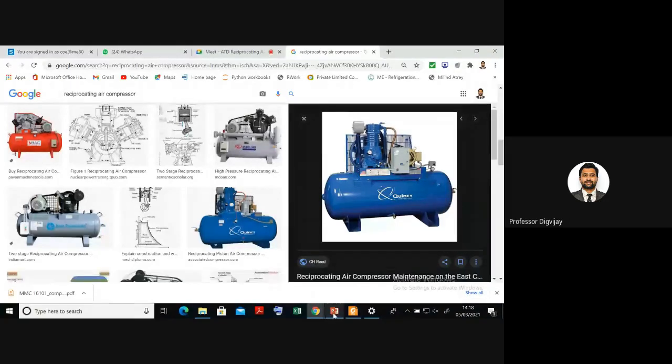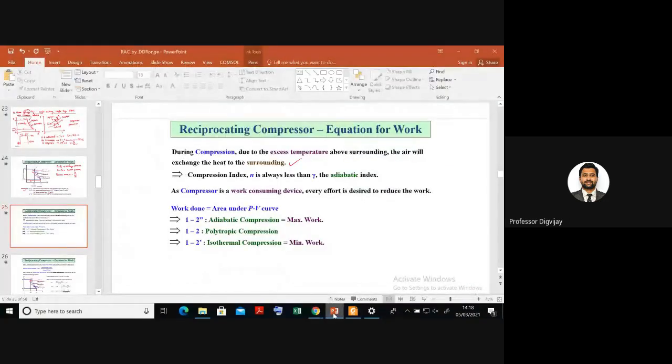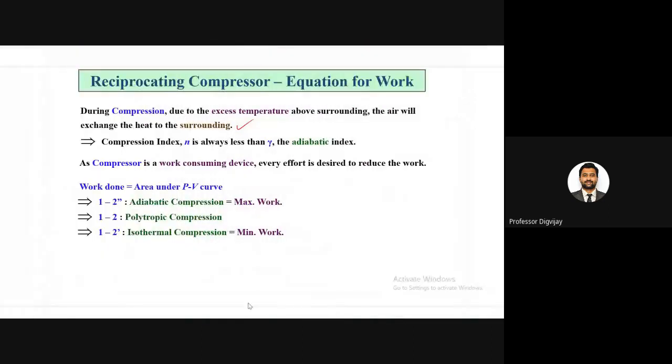Right. So we'll go back to our syllabus here. Okay, so during compression, due to excess temperature above the surrounding, the air will exchange the heat to the surrounding. So temperature increases during the compression, then that extra heat has to be dissipated. The compression index n is always less than gamma, the adiabatic index. The compressor is a work consuming device. So that's what I was saying, it is a work consuming device.